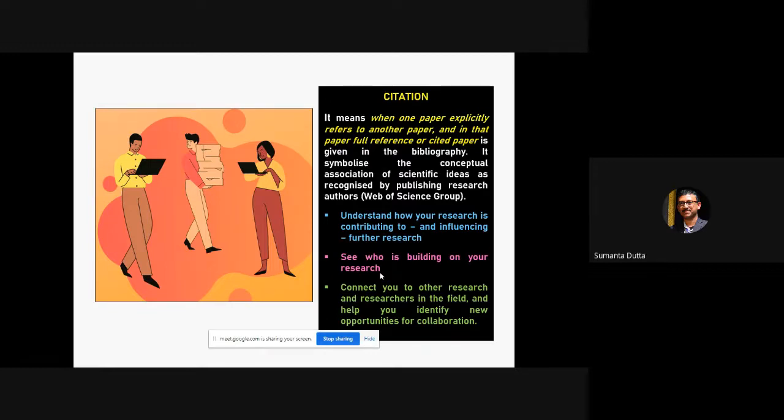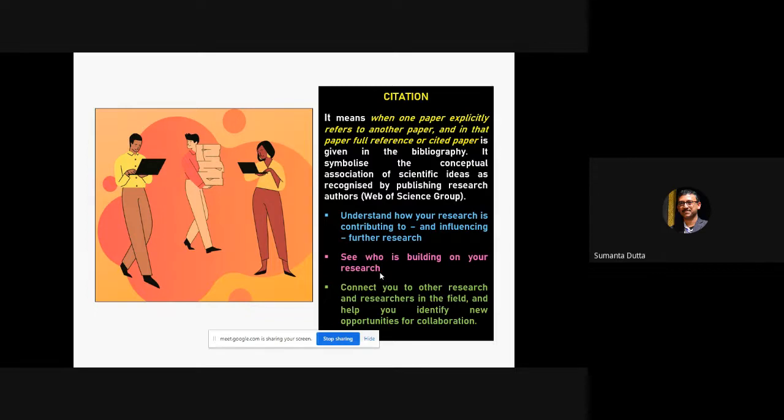Sometimes citation is also helpful in order to enhance the university ranking as well, like the ranking in the NIRF, or in the ARWU, the Academic Ranking of World Universities. All those things totally depend on how many citations are being made. And how many people are citing your paper will automatically enhance the credibility of your academic write-up.